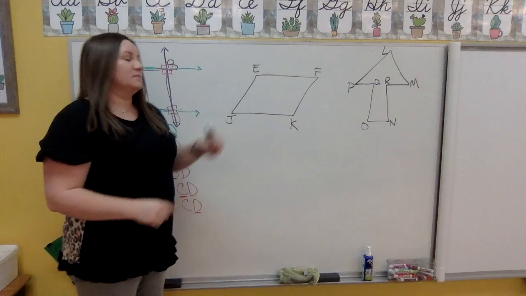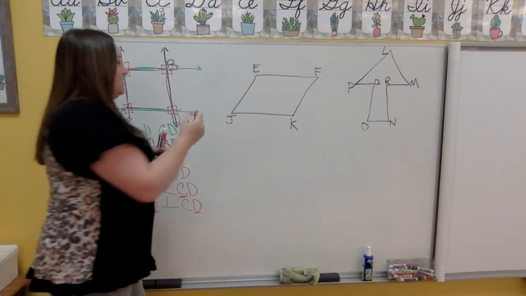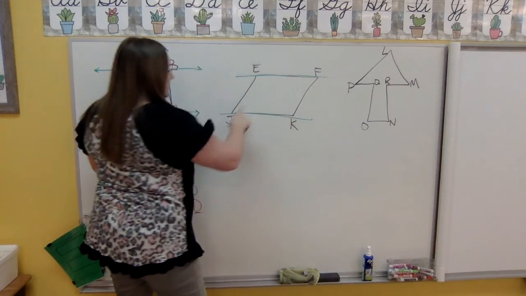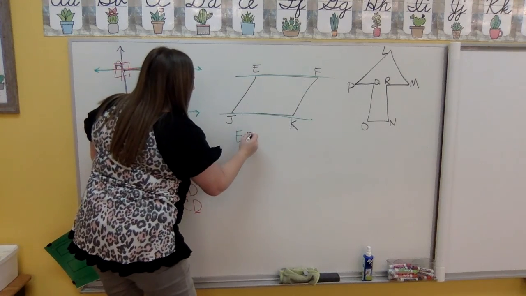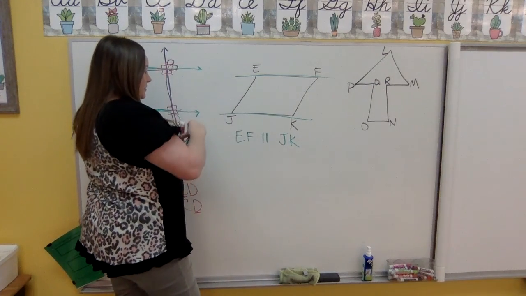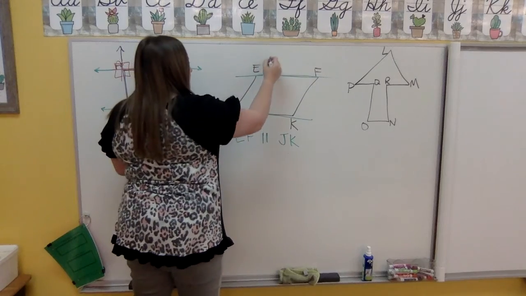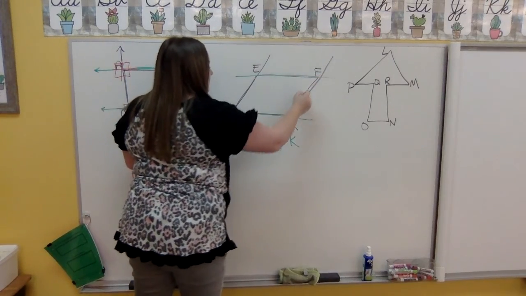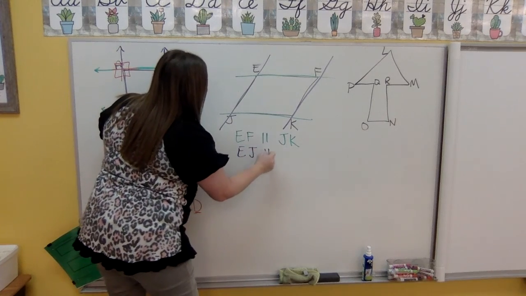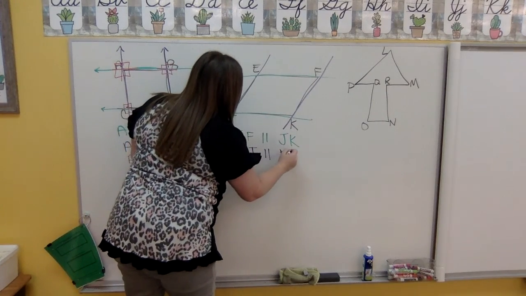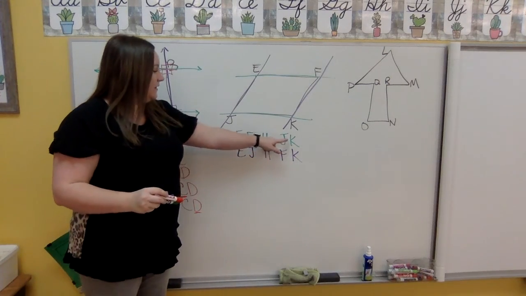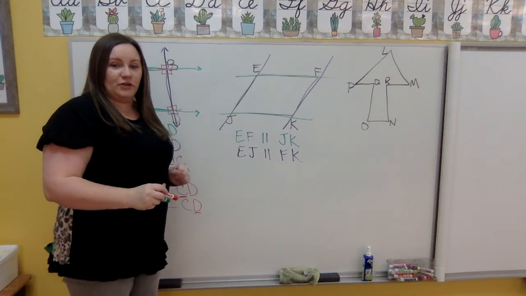Now let's take a look at this one. On this one, we have EF that is parallel with JK. And then we have EJ that is parallel with FK. Notice none of the letters match each other in each of those.